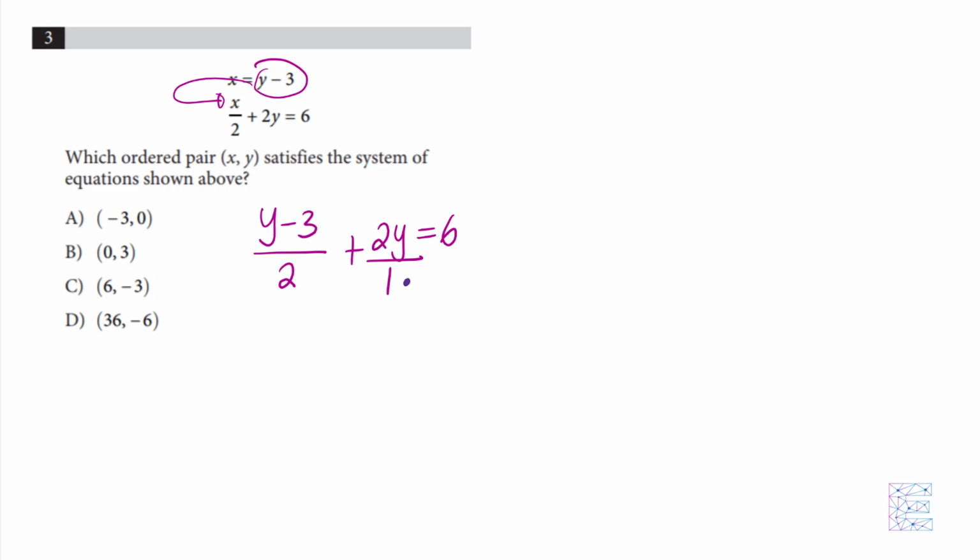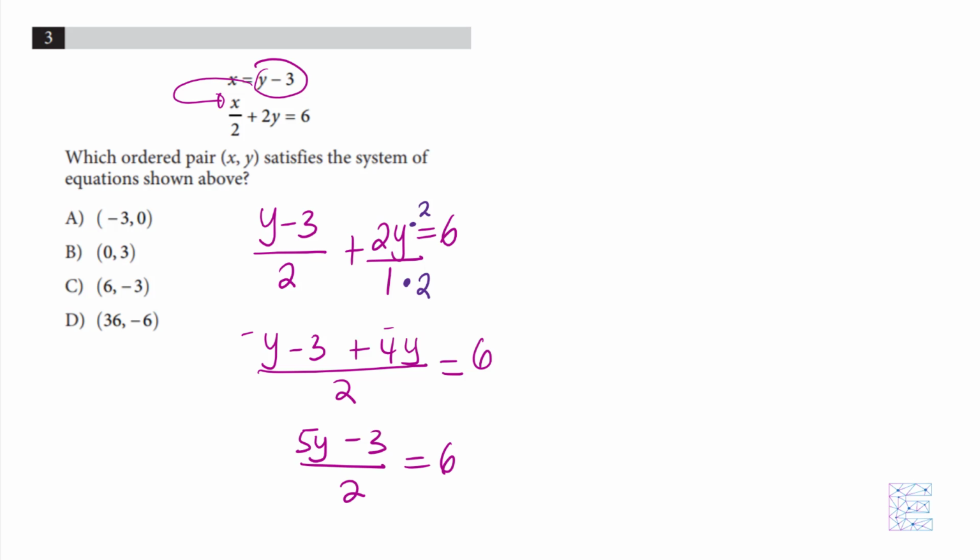So all we do is multiply this by 2, so we'll have a denominator of 2. If you do that to the denominator, you have to do that to the numerator as well. So what are we left with? y minus 3 plus 4y. I'm just going to give these one big denominator of 2 because they share that, and that equals 6. So to continue, we can combine the like terms in the numerator. We have y plus 4y, which is 5y, minus 3, over 2 equals 6.